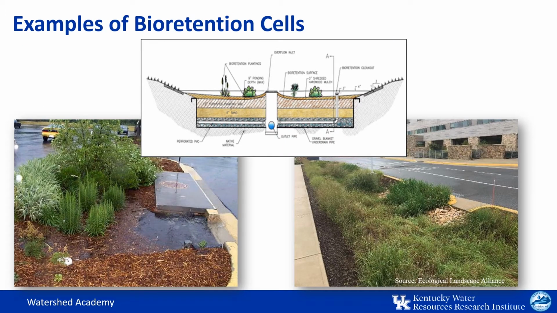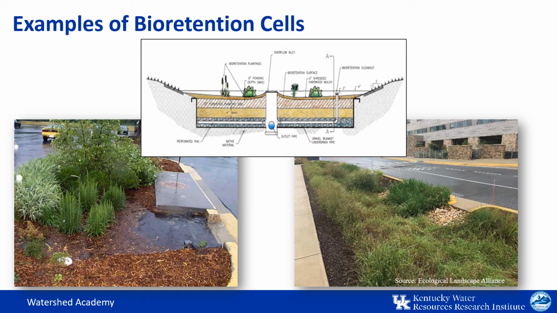Here we can see some examples of bioretention cells. Both photos show bioretention cells that are in medians with curb inlets to allow for stormwater inflow. The photo on the left is from a parking lot. The photo on the right is from a hospital in Maryland, courtesy of Ecological Landscape Alliance.